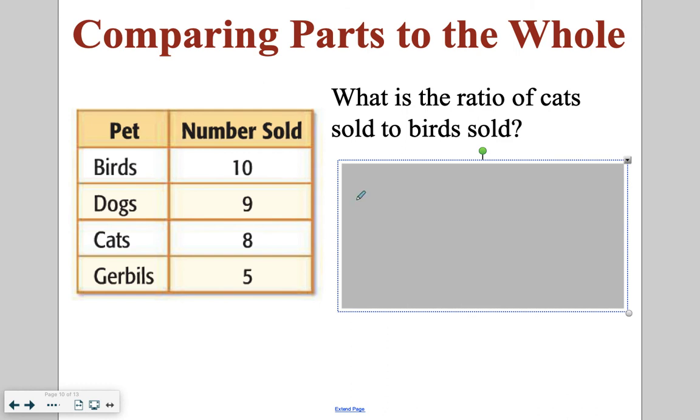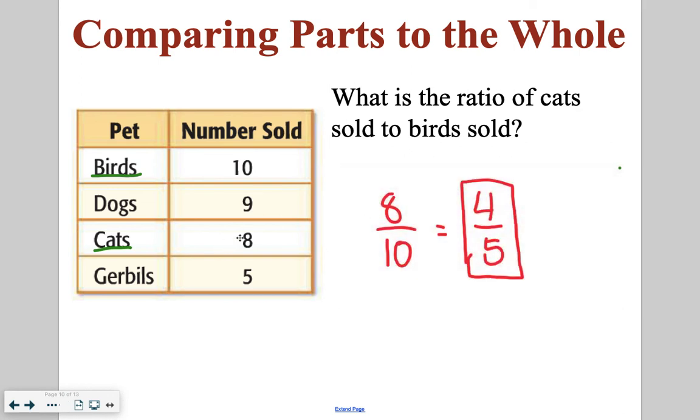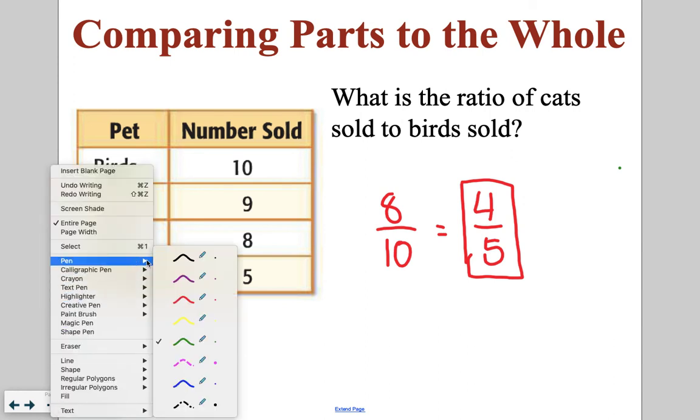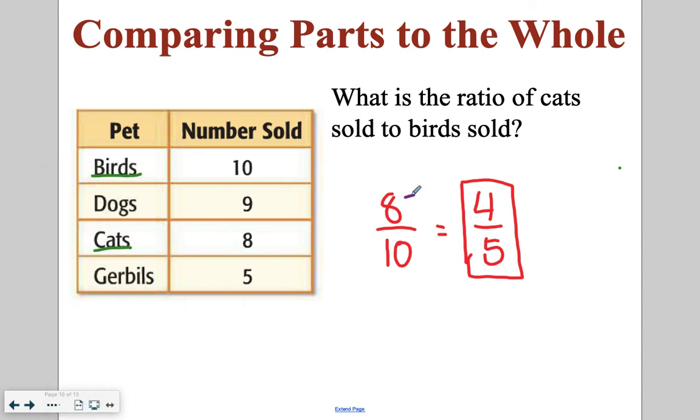I want you to go ahead and try this one on your own, answering what is the ratio of cats to birds that are sold. In this case, we start with 8 over 10. Both of those can be divided by 2. When I do that, I get a final answer of 4 over 5. So for every 4 cats sold, there are 5 birds sold.